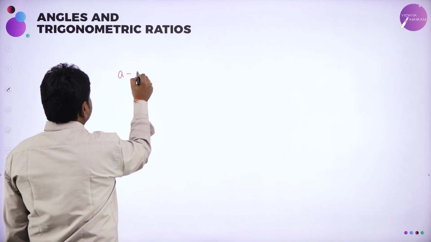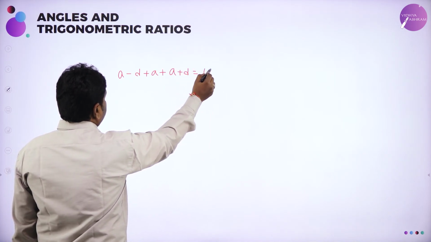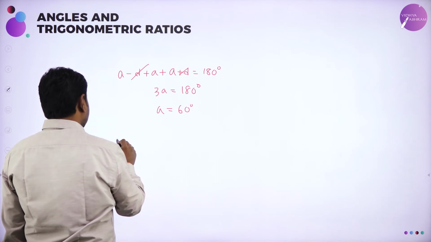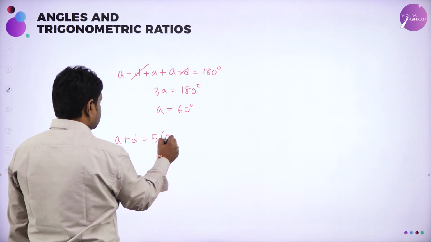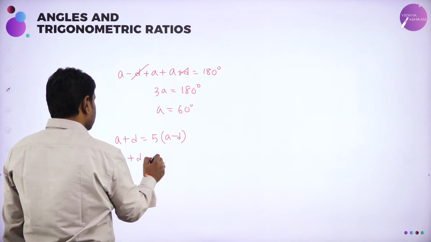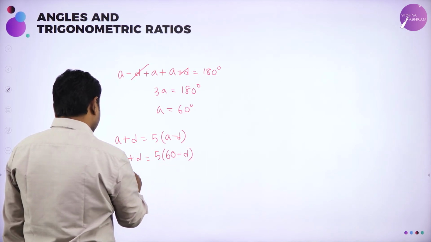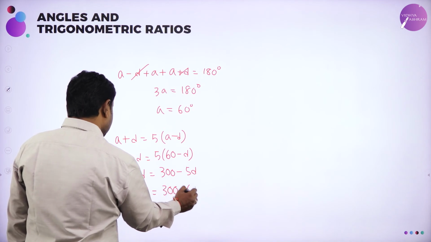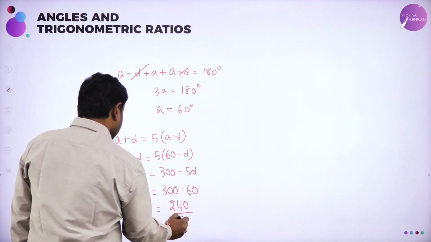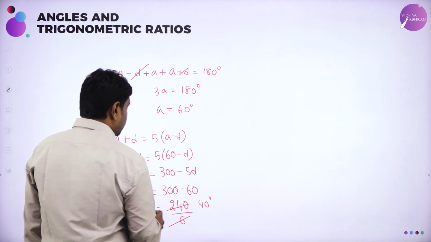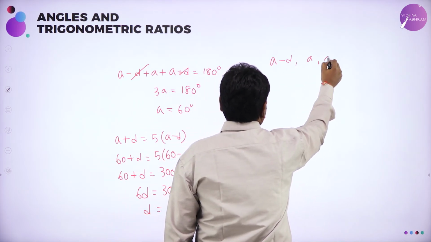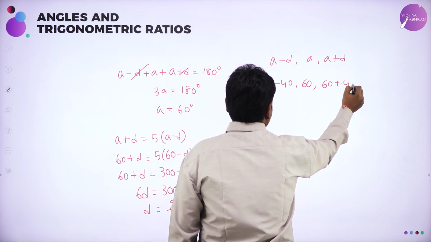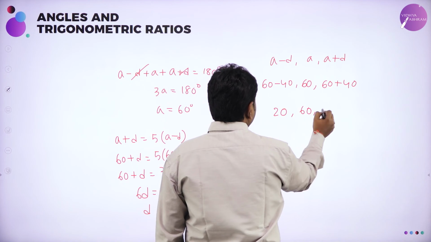And the same problem, if you take A minus D plus A plus D plus A is equal to 180, you will get 3A is 180 and A is 60 degrees. Further, greatest A plus D is 5 times least. So 60 plus D becomes 5 times 60 minus D, that is 60 plus D is equal to 300 minus 5D. Bring it, 6D is equal to 300 minus 60, D is equal to 240 divided by 6, so D is 40 degrees. And A minus D, A, A plus D: 60 minus 40 is 20, 60, and 60 plus 40 is 100 degrees you will get.